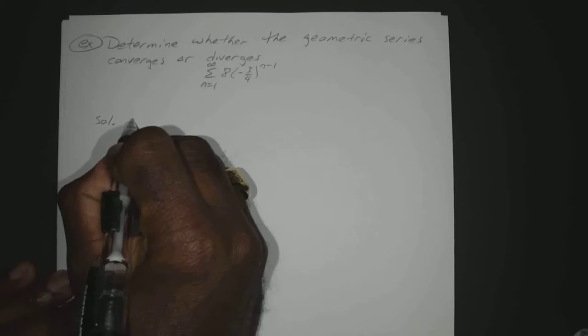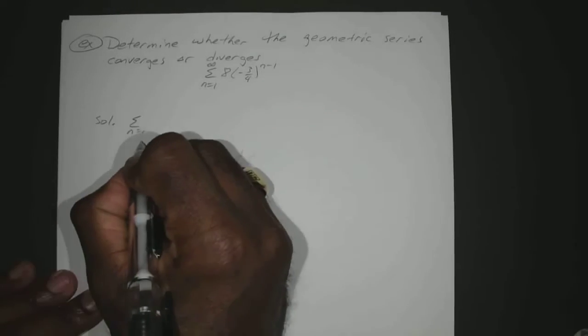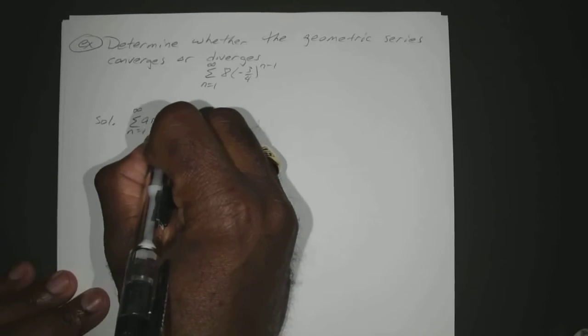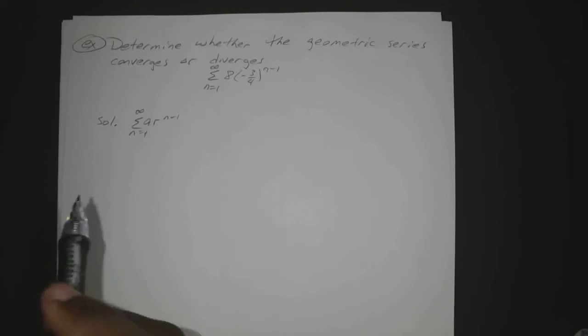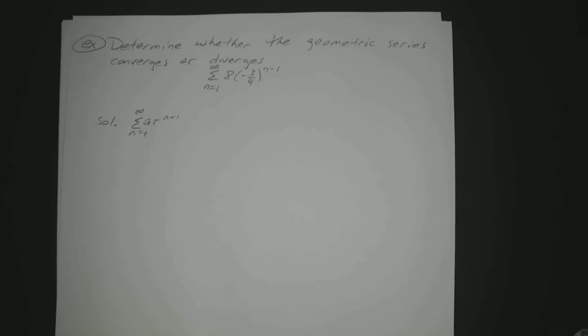Okay, so it's already in the format we're looking for. N equals 1 to infinity of a r to the n minus 1. Remember, it can be from 0 to infinity with a power of n, or from 1 to infinity with a power of n minus 1. You'll get the same thing.